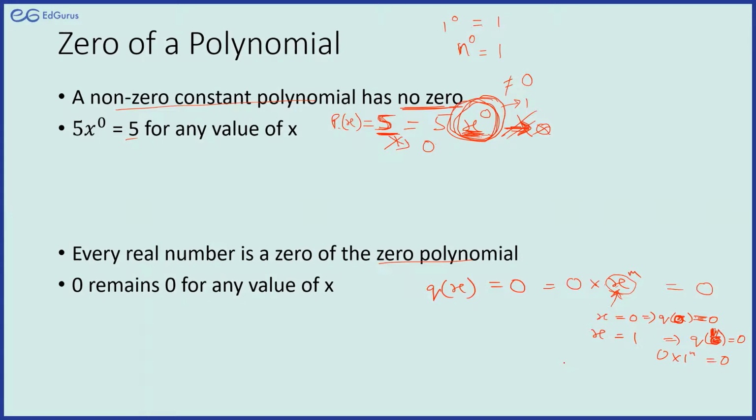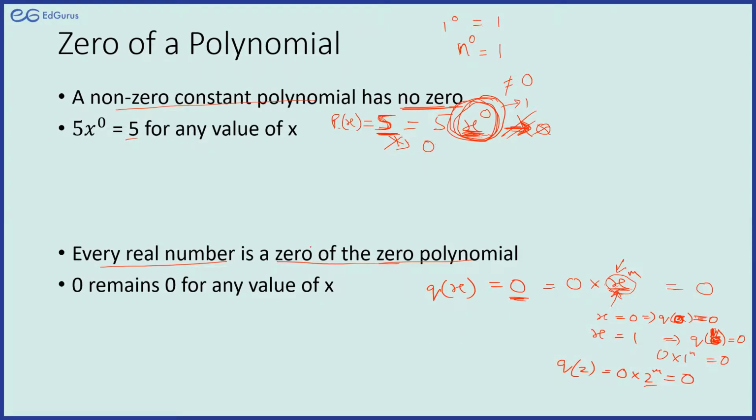What is my q of 2? That will be 0 into 2 to the power m. Whatever this number is, it doesn't matter. When you multiply it with 0, it will be 0. So what does this mean? You can substitute any value of x in the 0 polynomial. The result will always be 0. So every real number is a 0 of the 0 polynomial. 0 remains 0 for any value of x. Substitute anything for x, the 0 polynomial remains the 0 polynomial.